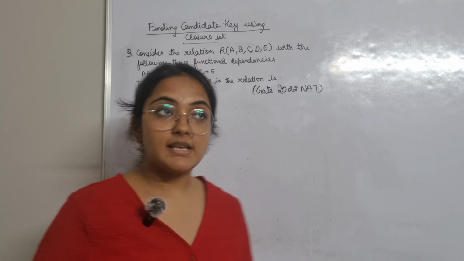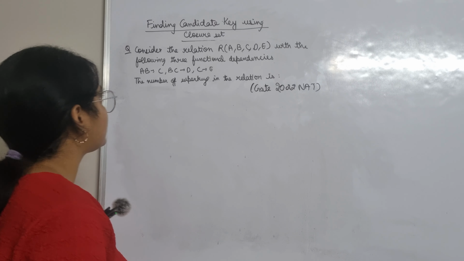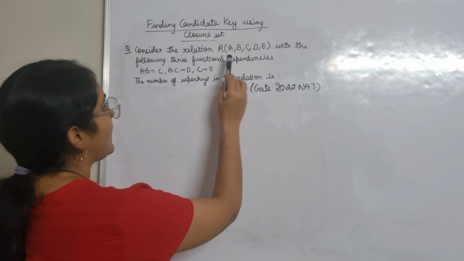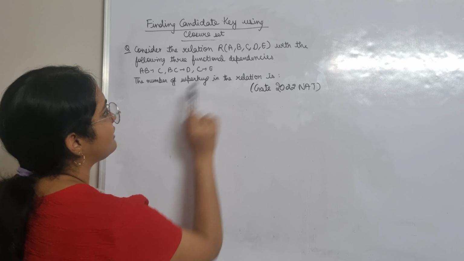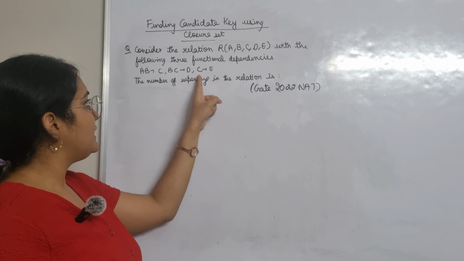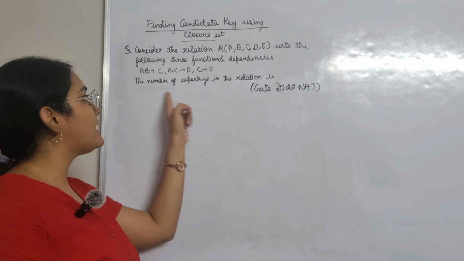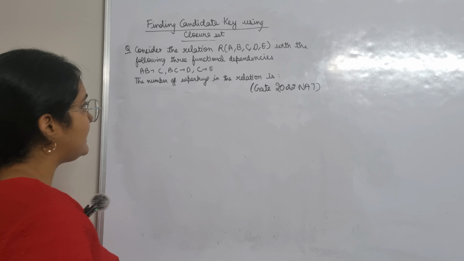So this question was asked in GATE 2022, numerical answer type. What it is asking is, consider the relation R with the given attributes A, B, C, D, E with the following three functional dependencies: AB determines C, BC determines D, C determines E. And now it is asking the number of super keys in the relation. Okay, so let's see how to do it.